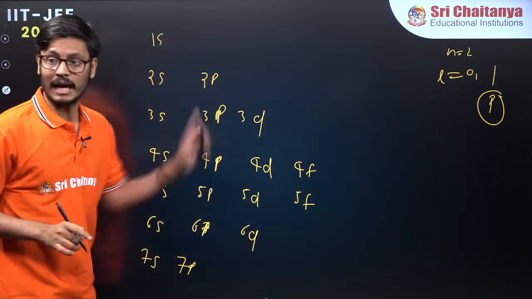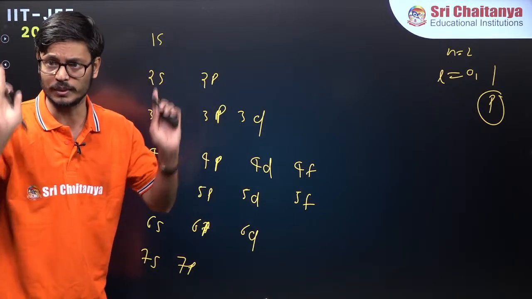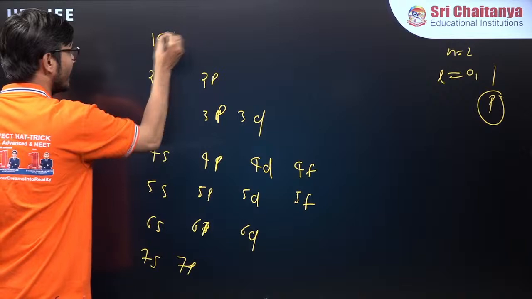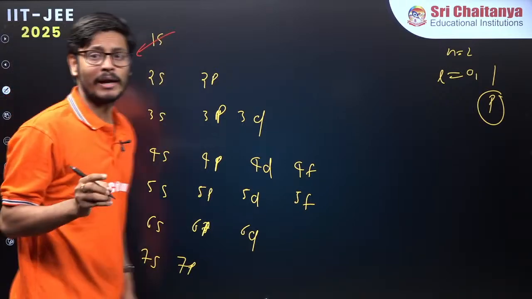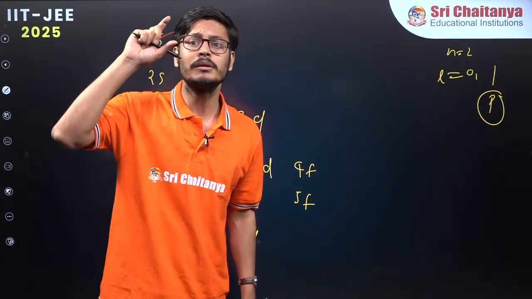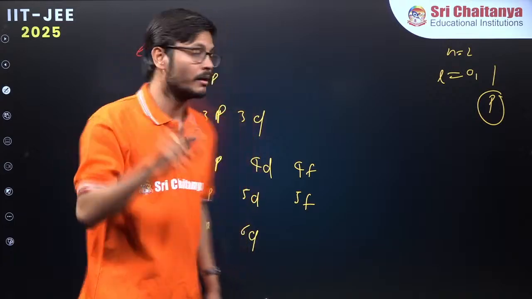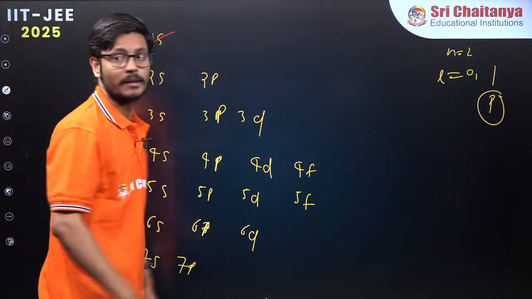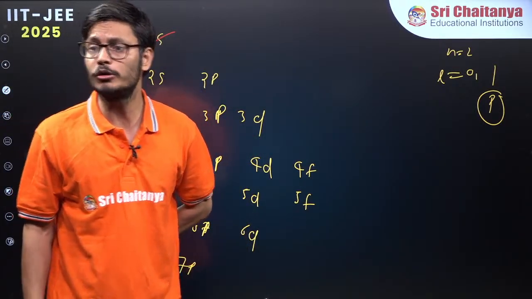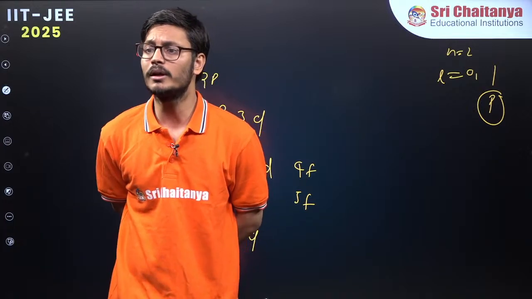Look carefully, everyone, please. I want your 100% focus. So we start with 1s. Why 1s? Because its N plus L value is minimum. What is that? 1. After 1s what will come? 2s or 2p? Give me the answer, guys.